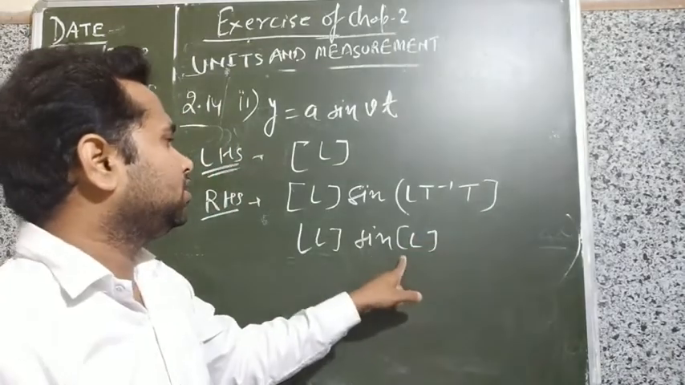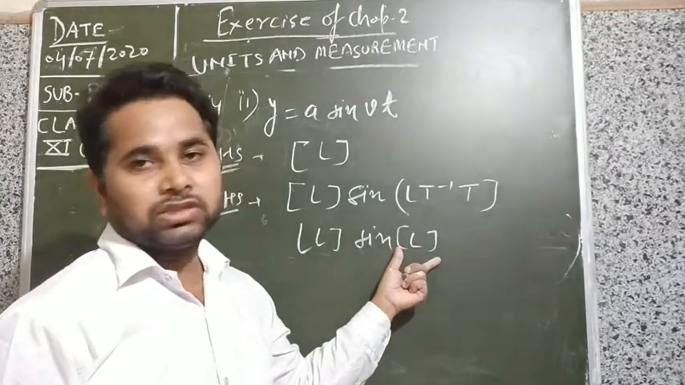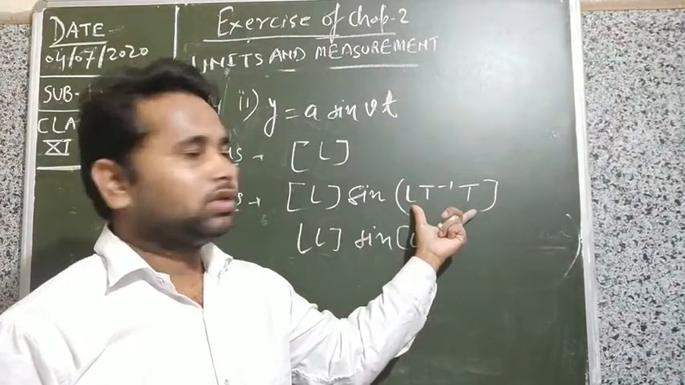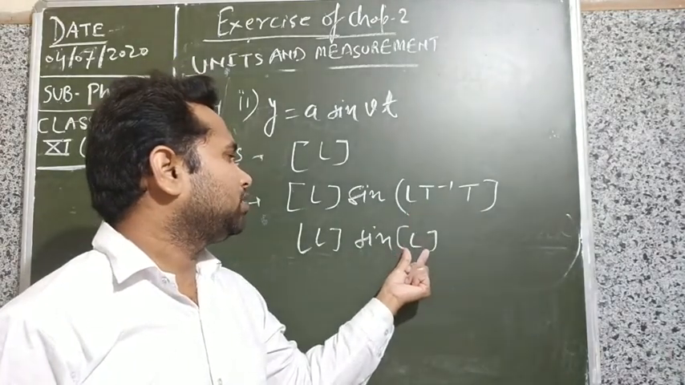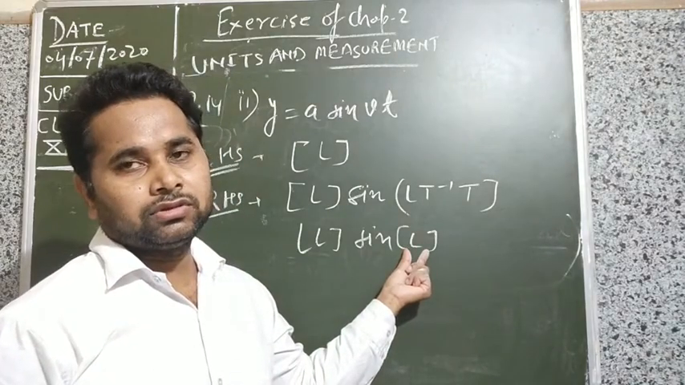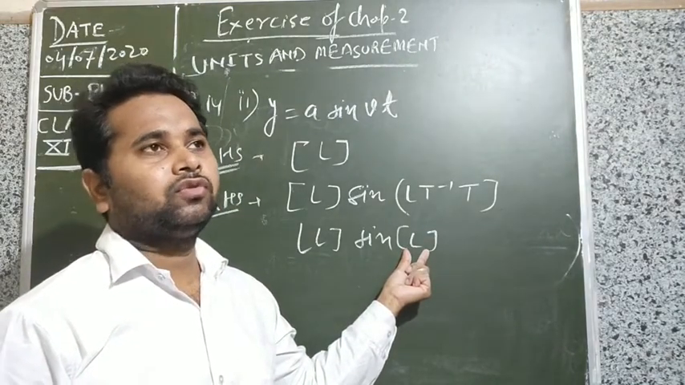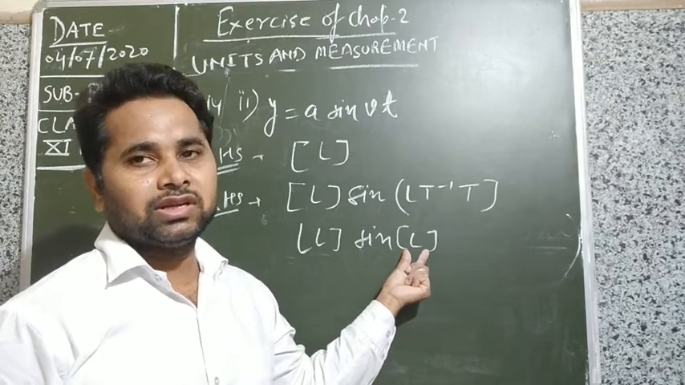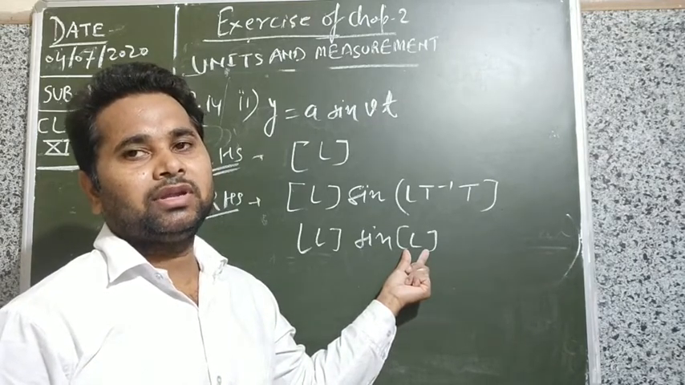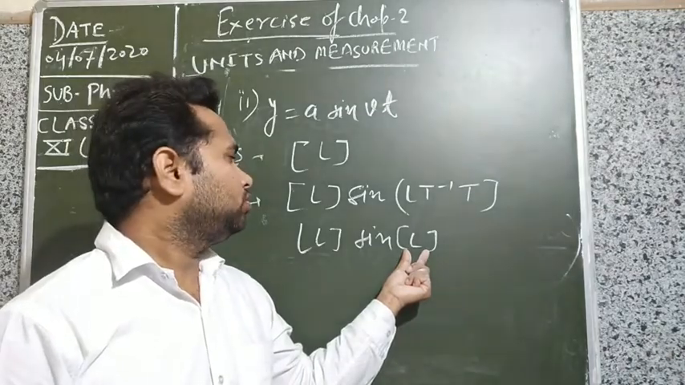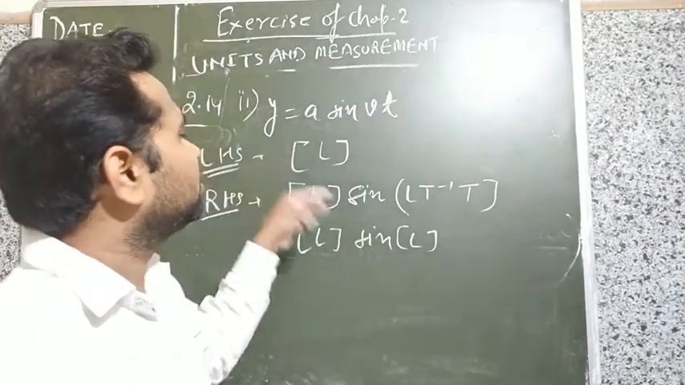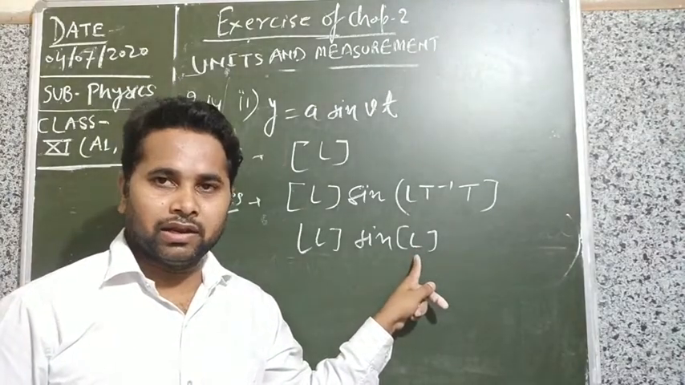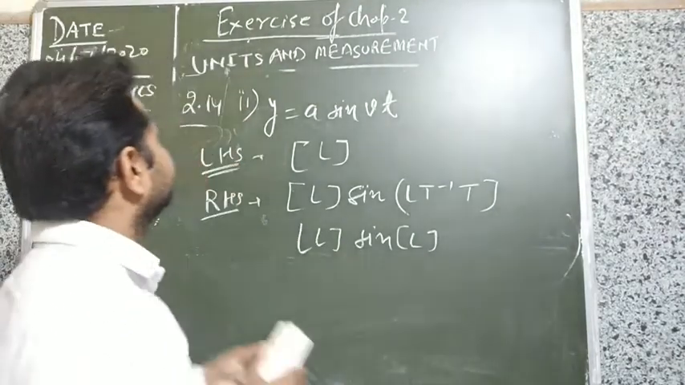So it appears the argument dimension is L. The angle inside the sine is showing a dimension of L, which is wrong because the dimension of angle is nothing. Angle is a dimensionless quantity, a dimensionless variable. So this relation is wrong because it is showing the dimension of angle as L here.